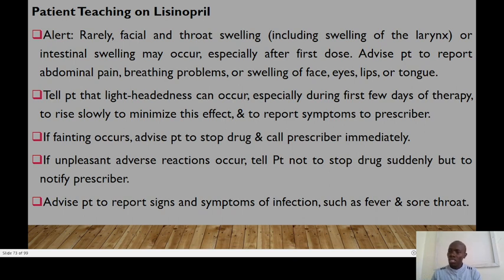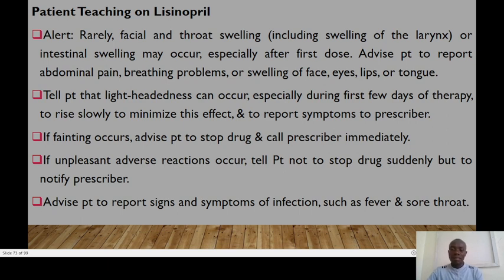Okay. The patient teaching. Although rarely, facial and throat swelling, including swelling of the larynx, or intestinal swelling may occur, especially after the first dose. So you have to advise the patient to report any abdominal pain, or breathing problems, or swelling of the face, eyes, lips, or tongue. And you tell the patient that lightheadedness can occur, especially during the first days of the therapy, to rise slowly to minimize this effect and to report the symptoms to the physician. If fainting occurs, you advise the patient to stop the drug and call the physician immediately.